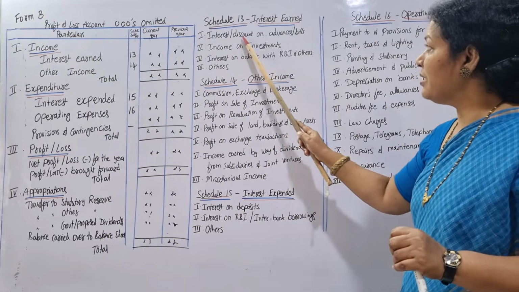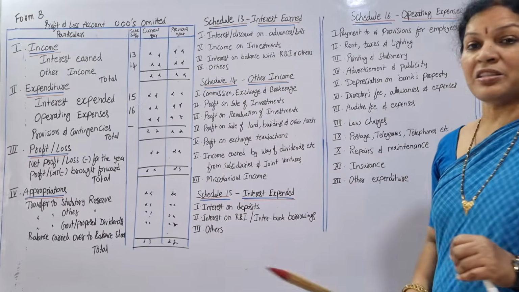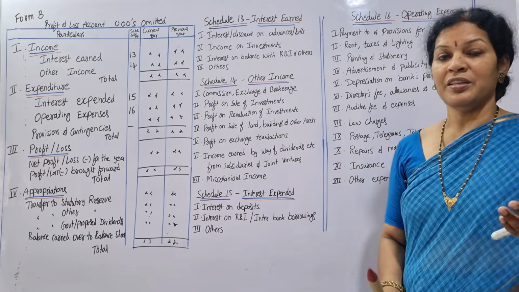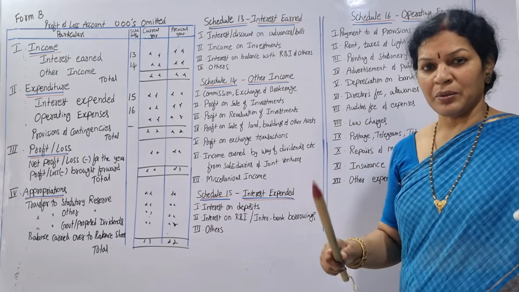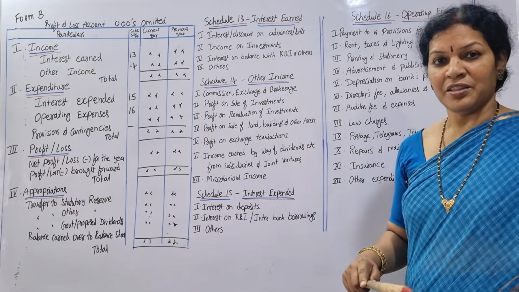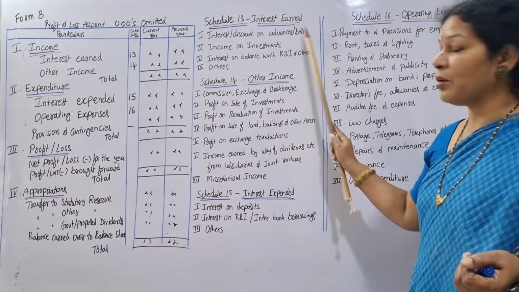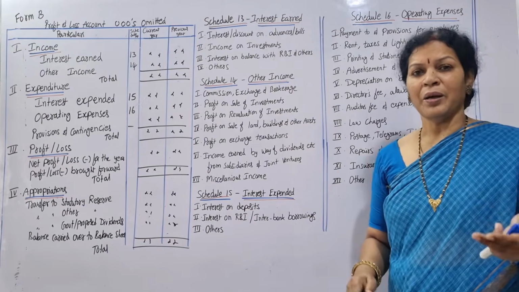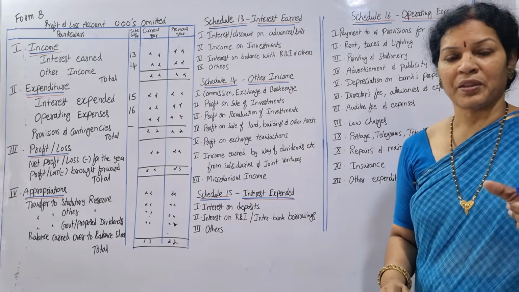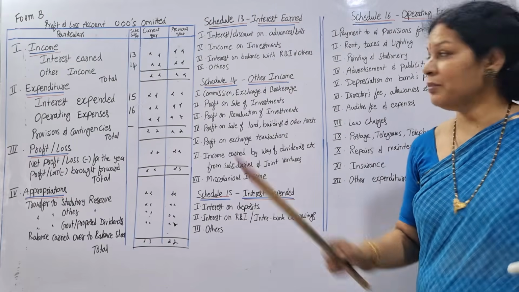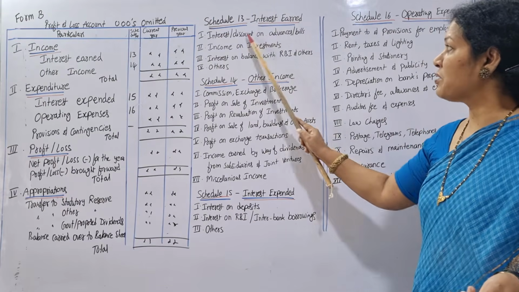First one is interest or discount on advances or bills. Interest on advances: when they give an advance, they get the interest. That is also income. Interest on advances, discount on bills. When the bill is discounted, that is also income.